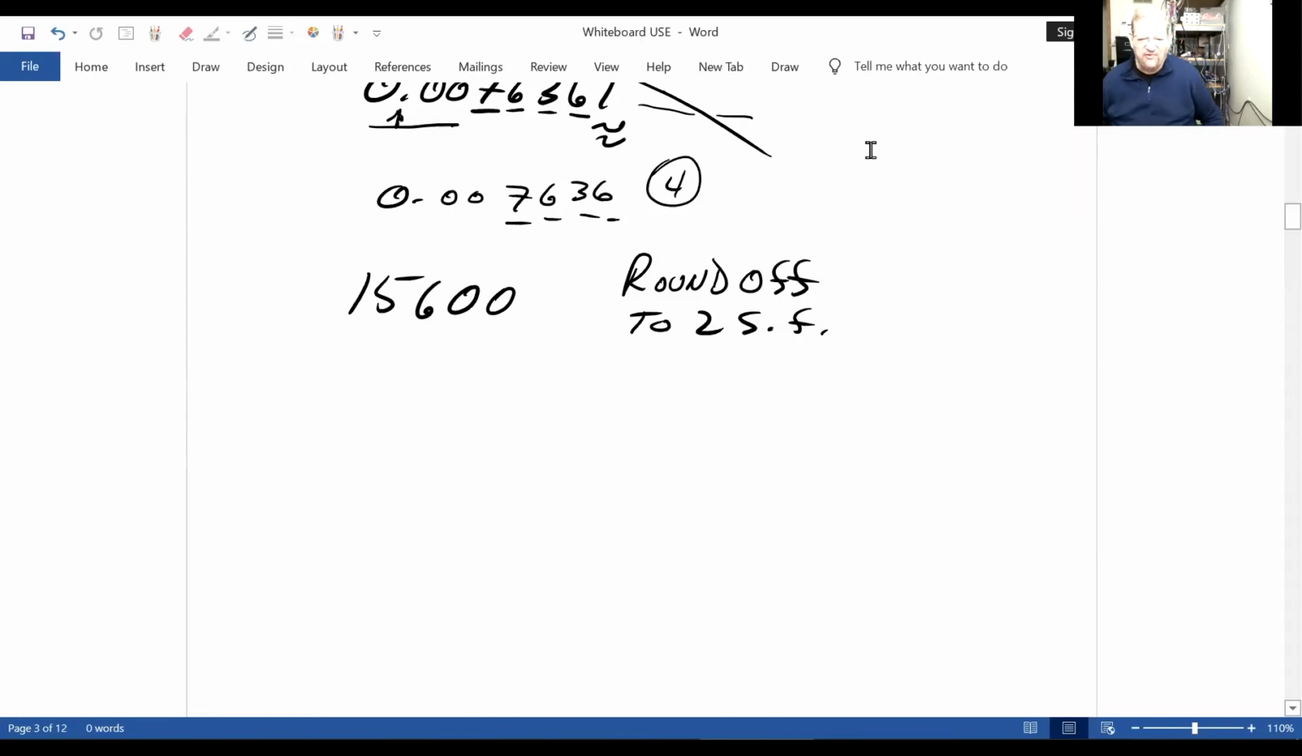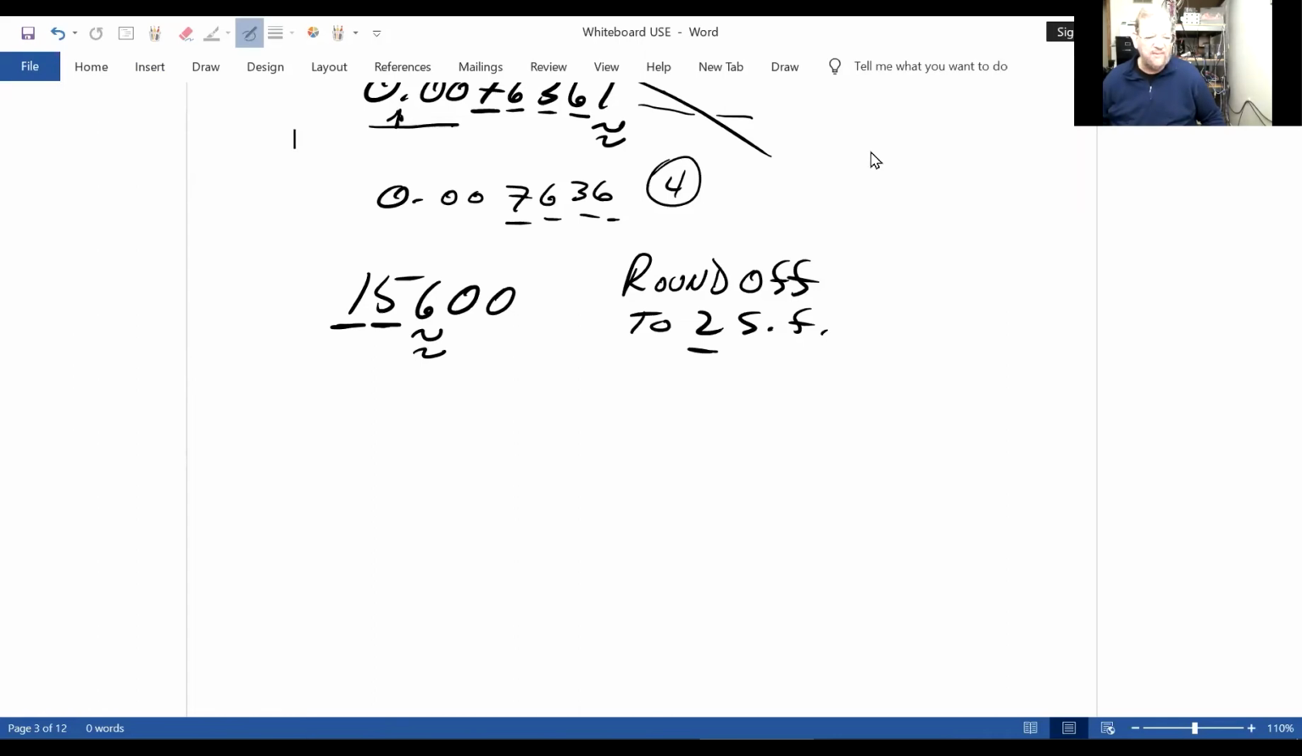All right, how do you round this off to 2 significant figures? You keep the first significant figure, keep the second one. You want to round off to 2. The next one is the number used to round off. Is that 4 or less or 5 or higher? And time's up, 5 or higher.